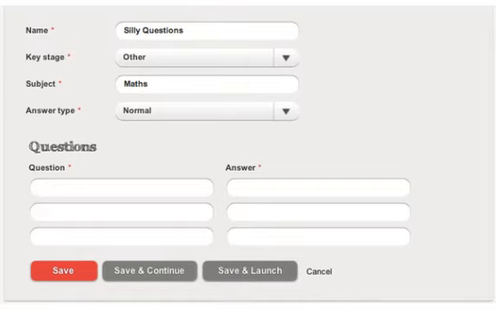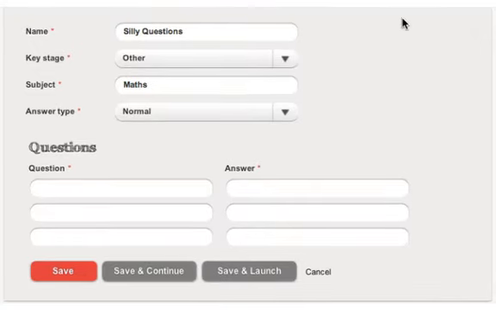Onwards to multiple choice. We're working on making this a little bit more obvious, but for now, here's how you do it. To make a multiple choice question, we first need a question. So let's have one of those. Then, we need some possibilities.